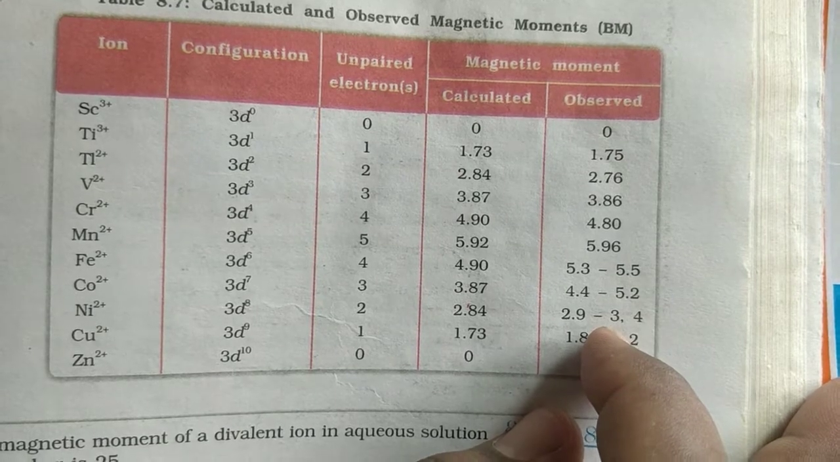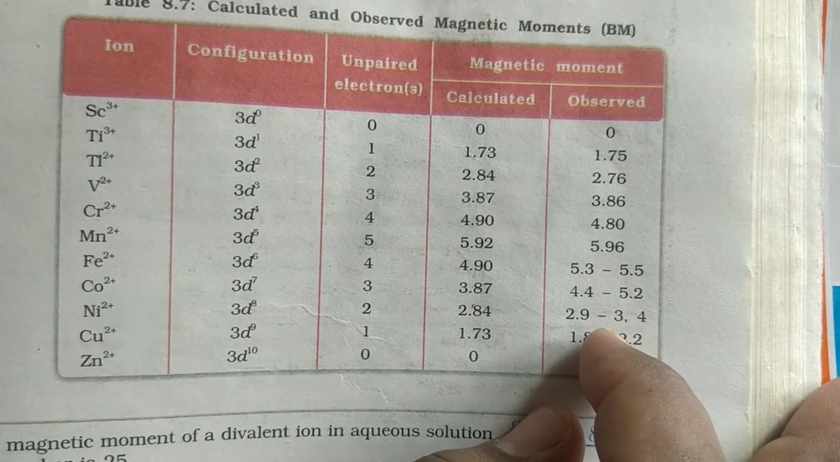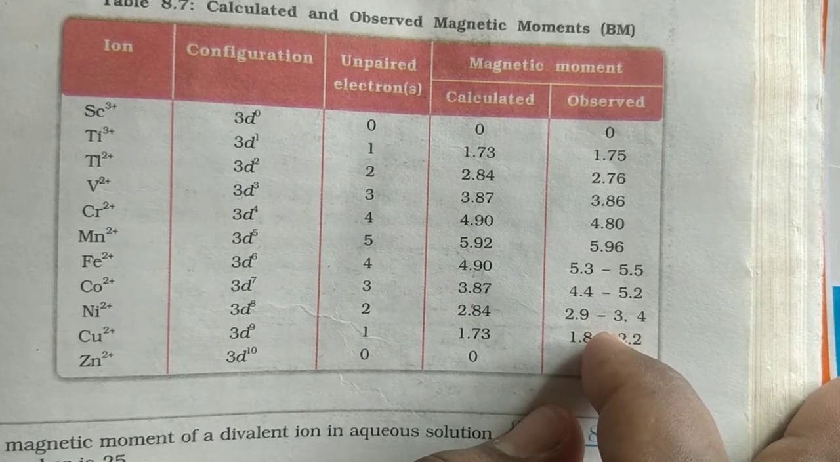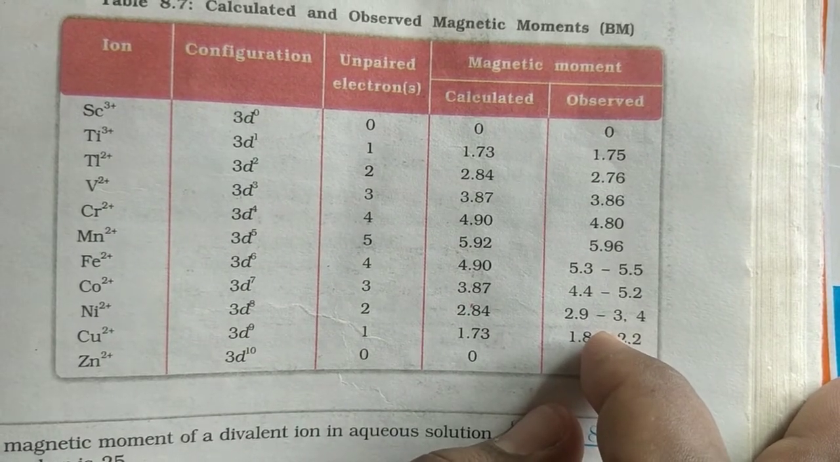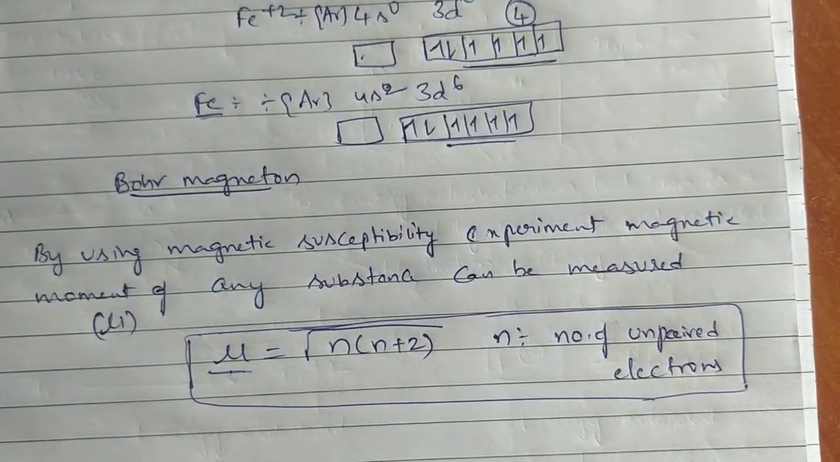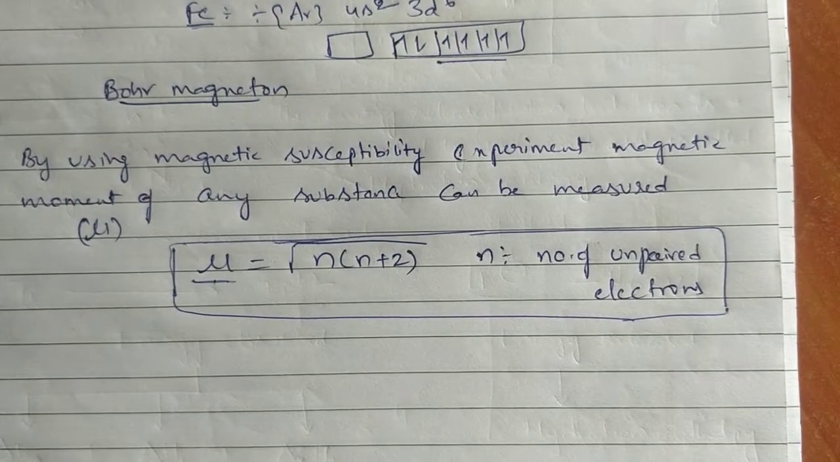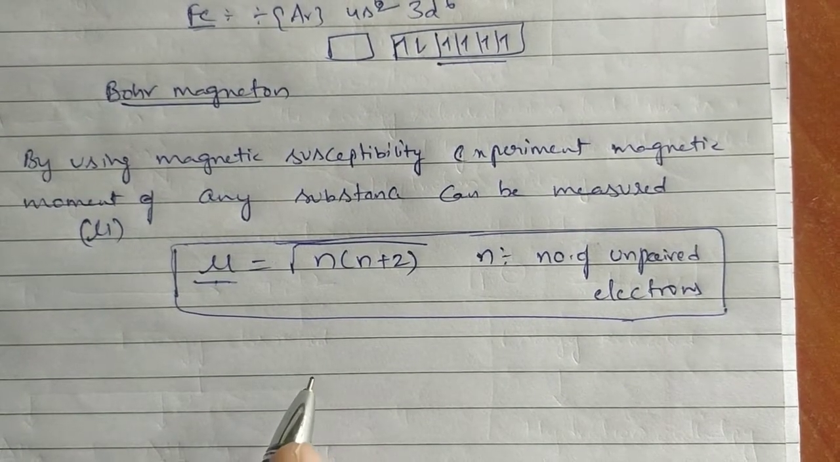by using the formula mu is equal to root of n into n plus 2. That is a very important formula. Remember that carefully. Spin only formula, where n is equal to number of unpaired electrons.